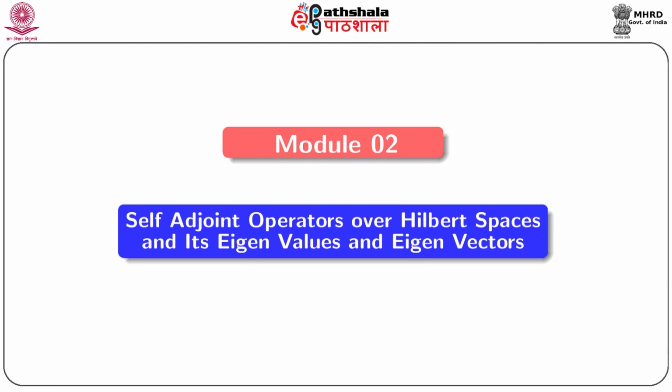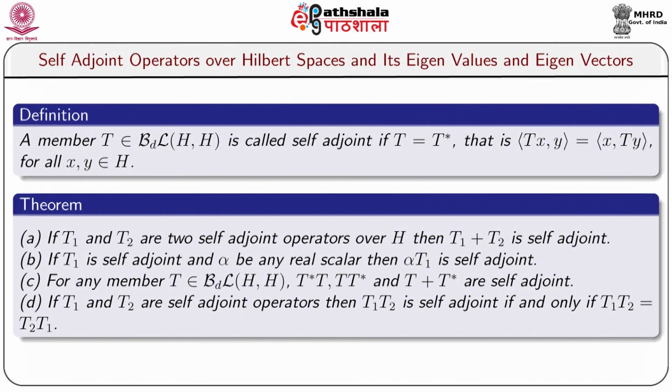We are now going to discuss module 2 of chapter 10. The title of module 2 is self-adjoint operators over Hilbert spaces and eigenvalues and eigenvectors. Let us take a definition. A member T belonging to B(H) is called self-adjoint if T equals T star, that is, inner product Tx comma y equals inner product x comma Ty for all x, y belonging to H.